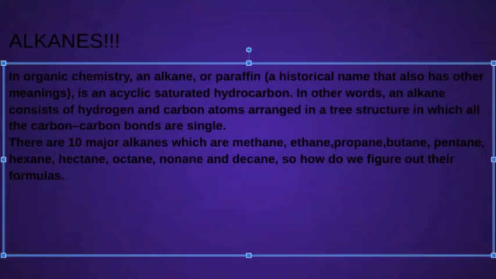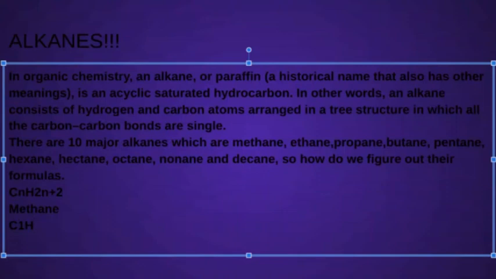So how do we figure out these formulas? The general formula for alkanes is CnH2n+2. That's all. How does this formula work? Going with methane, methane is number 1. So the n is the number which it falls under. That's number 1, so C1, then we go with H, 2 times 1 plus 2.